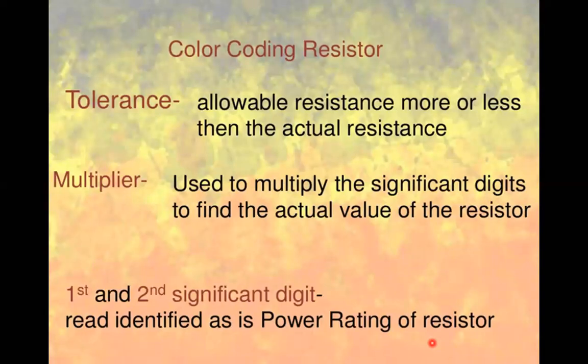The multiplier is used to multiply the significant digits to find the actual value of the resistor. The first and second digits are the significant digits, and the power rating of the resistor is identified as well.